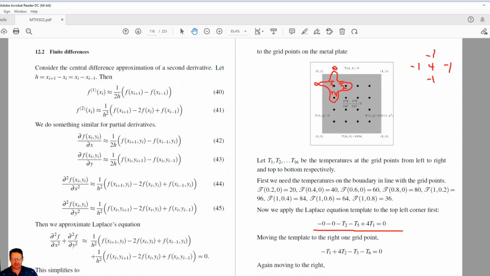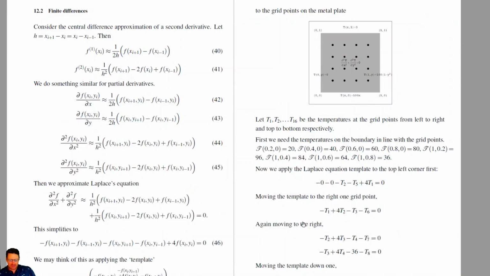All right, I'll minimize this now and we'll go back to the PDF. So the second one, when I move the template over to T2, I have minus T1, I have minus T3, I have minus T6, and I have 0 above. And then I have 4T2, okay, equals 0. So the sum of those equals 0. So we're going to get 16 linear equations from this. All right, let's have a look at the next page.